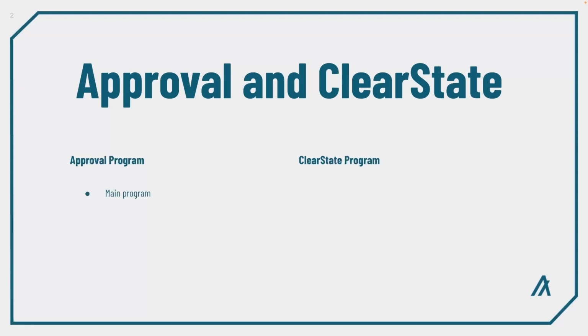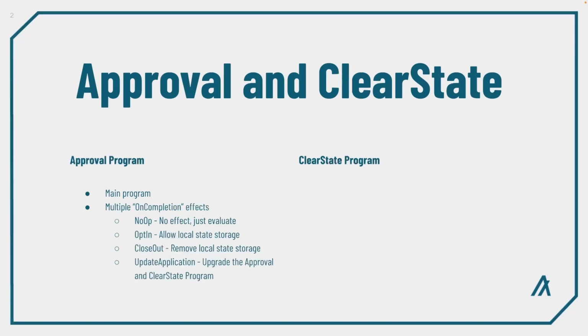For almost every interaction a user makes to a smart contract, it will be the Approval program that's going to be invoked. This includes regular application calls, opting in, closing out, updating, and even deleting the smart contract.